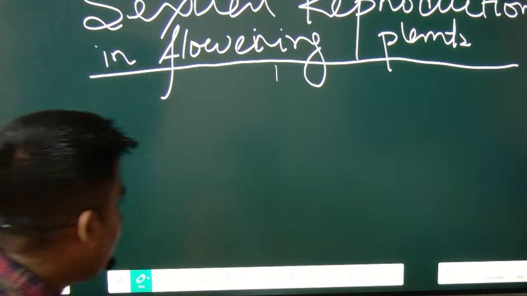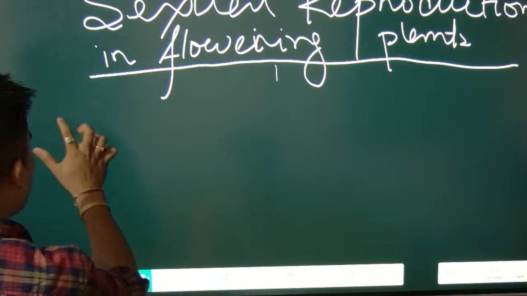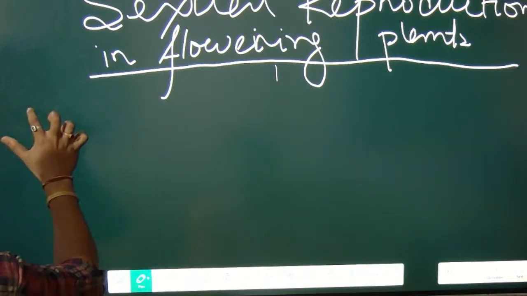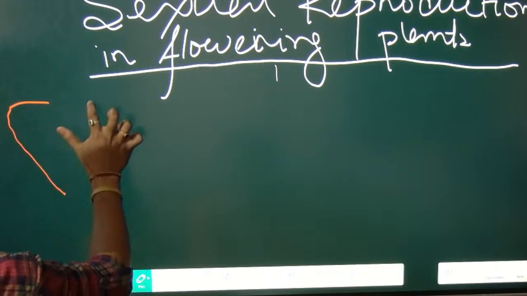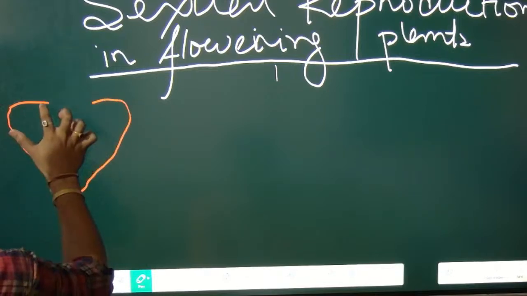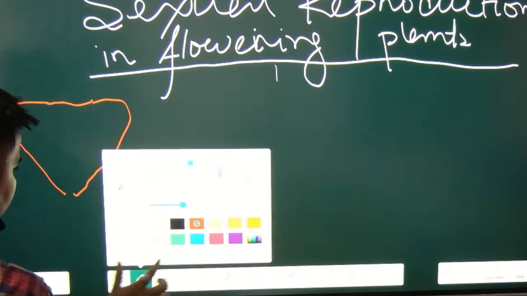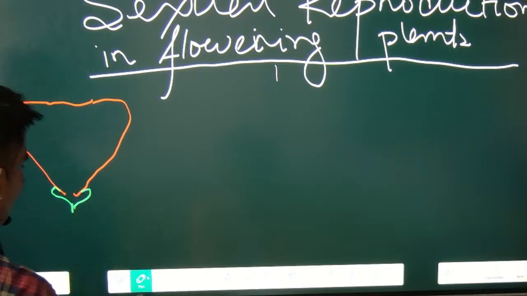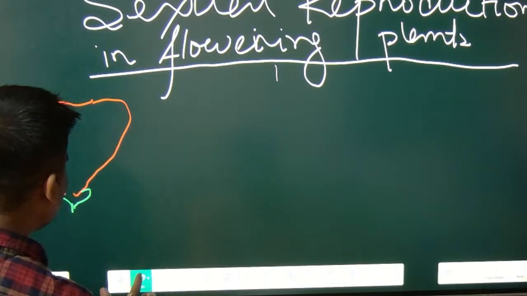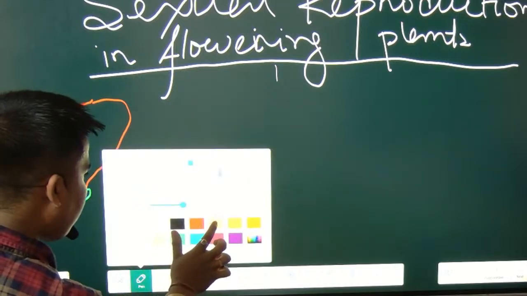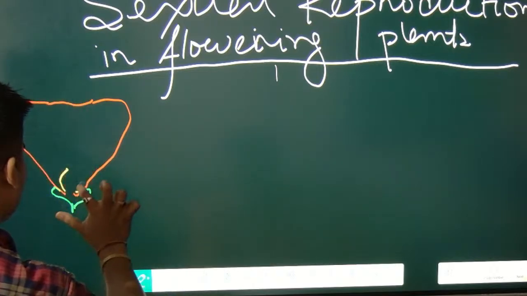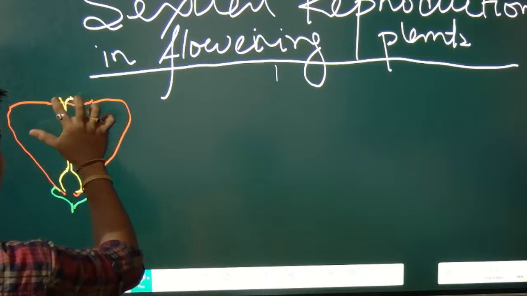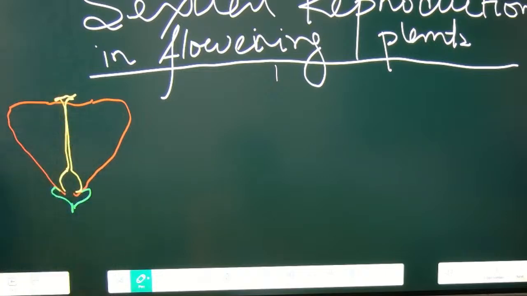This is one thing. In a flower, if I simply draw a flower, okay, like it's a petal, like it's a sepal, okay, it's green in color, isn't it? Let's make another thing like ovary, and this is style, and this is stigma, okay, and together they are called as carpel or pistil, okay.